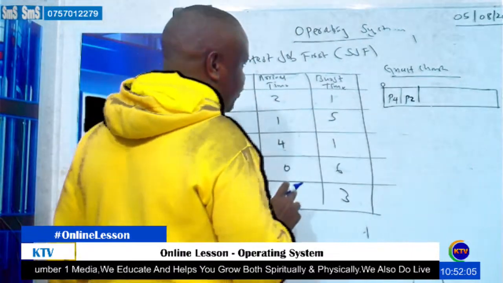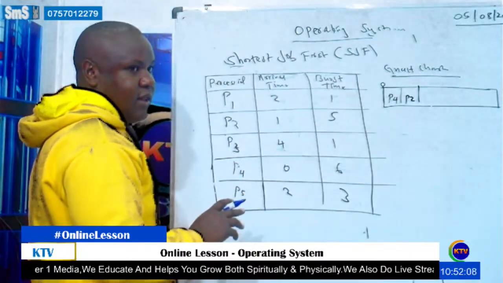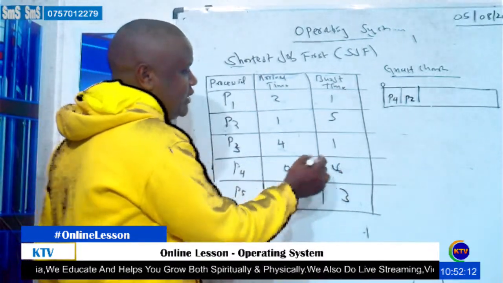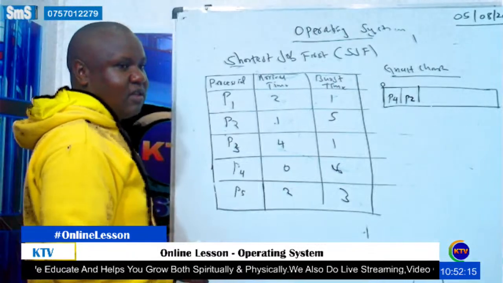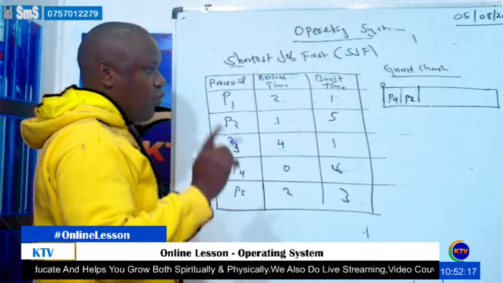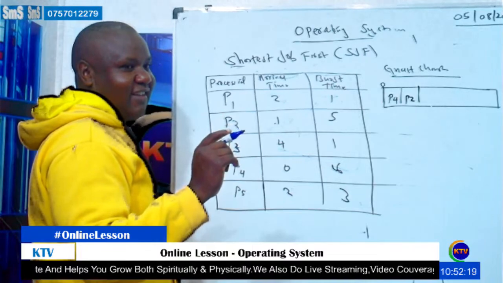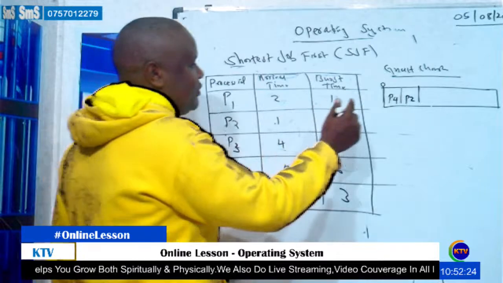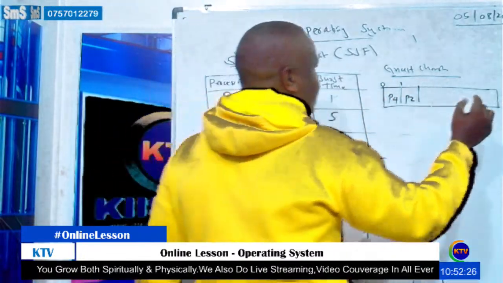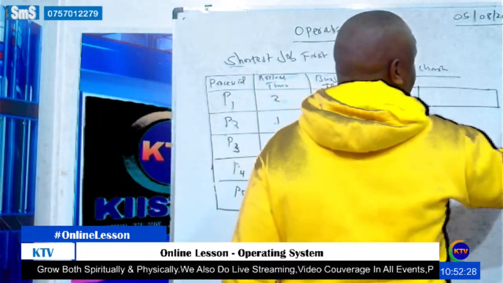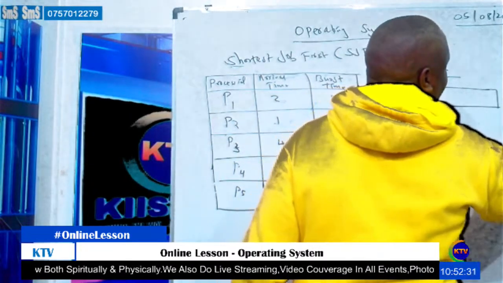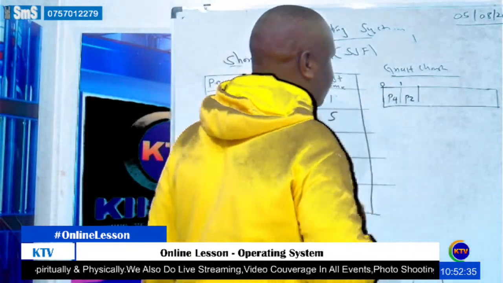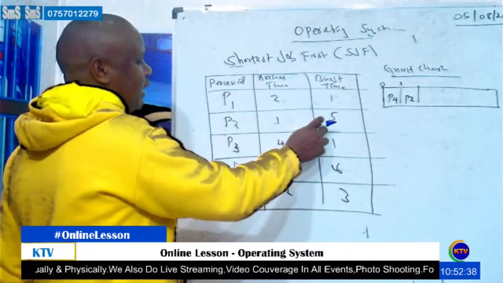So process 4 took how long? It did not complete because this one arrived. It took 1 minute before this one arrived. So it means it took 1 minute, and then process 4 was taken back to the ready queue. So process 2 was allowed.